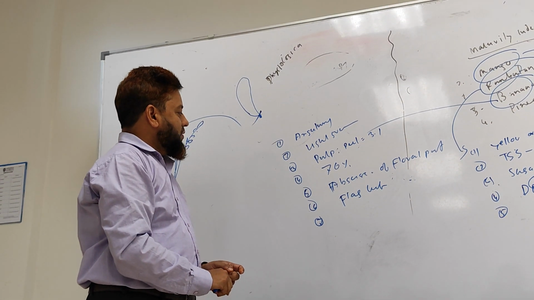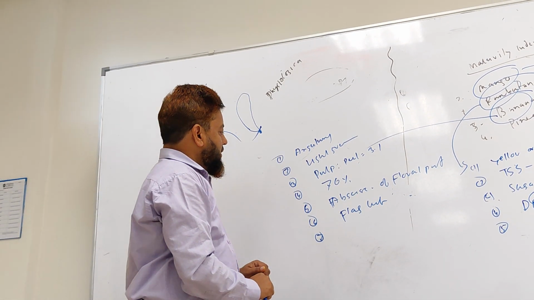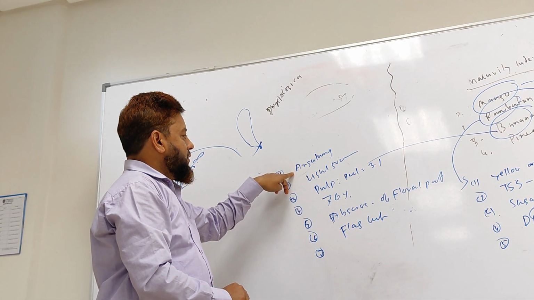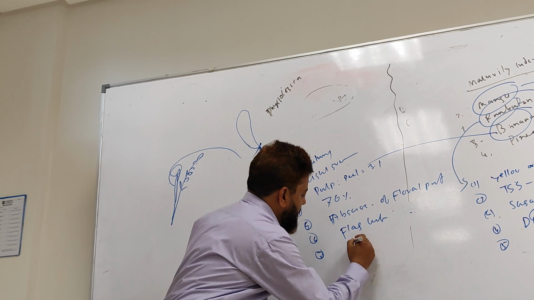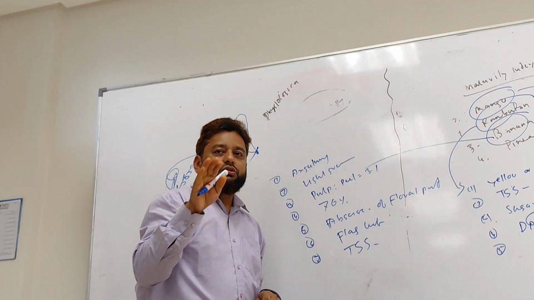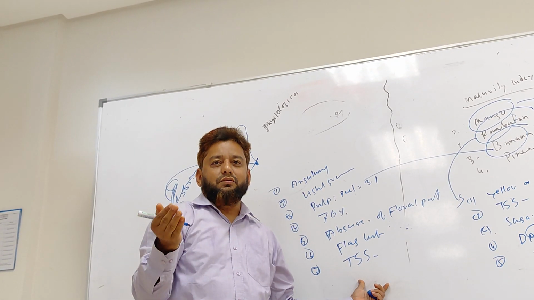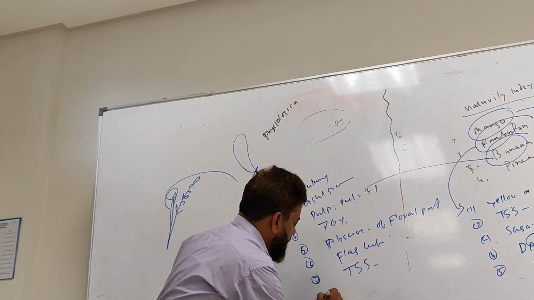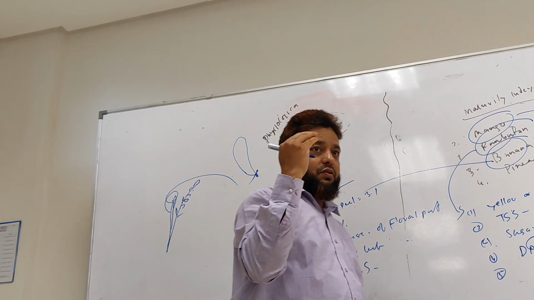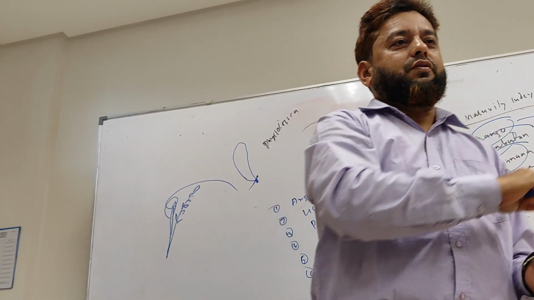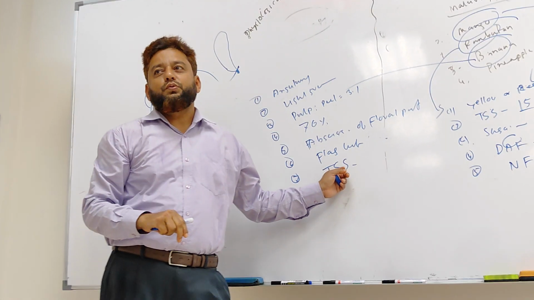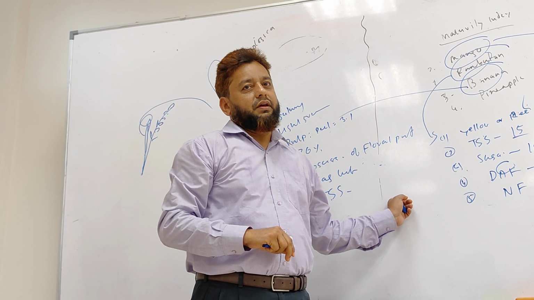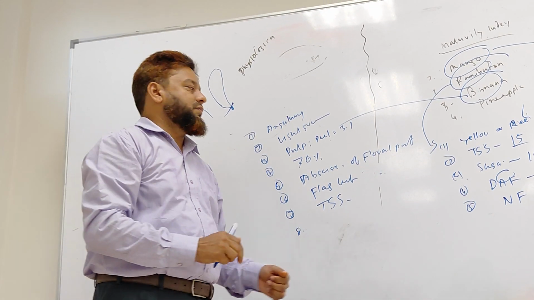Okay, any other things? TSS. Yes, we can also take the TSS content. If the TSS is around 5 to 6, then you can harvest. And also number 8, you can count the days after flowering. So for this fruit you can harvest around 3 to 4 months after flowering.